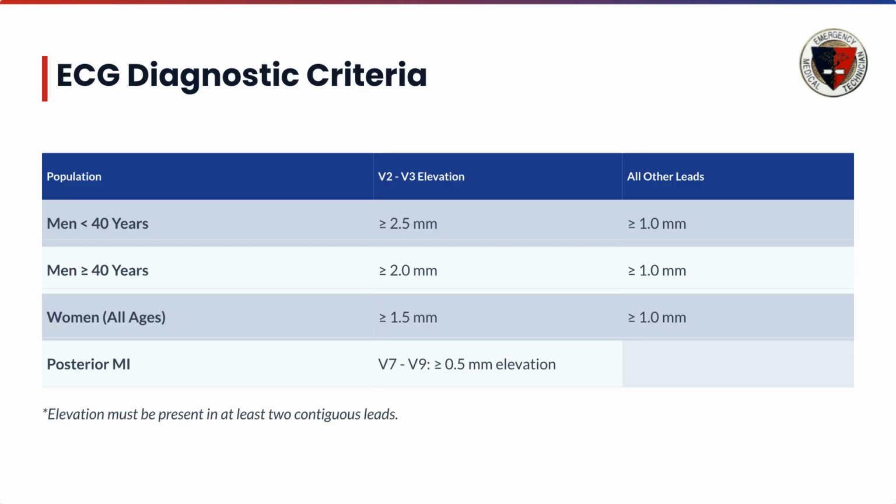ECG diagnostic criteria for STEMI vary by population. For men under 40, 2.5 mm elevation in V2, V3 is required. For all other leads, the criterion is 1.0 mm for all populations. Remember, elevation must be present in at least 2 contiguous leads.